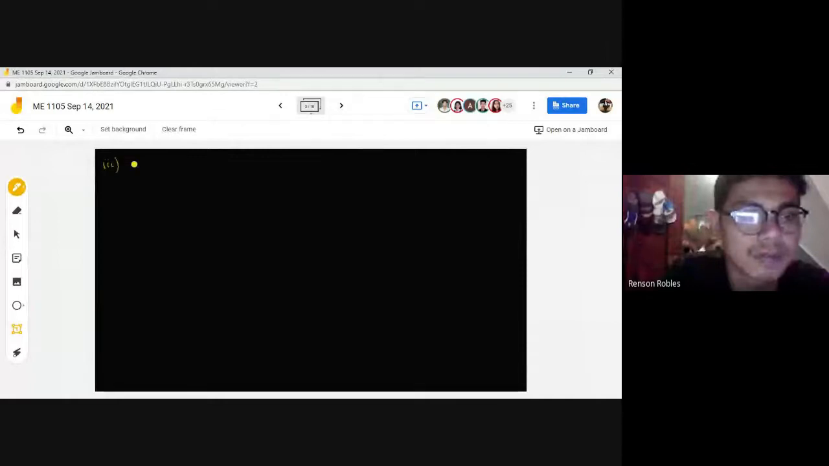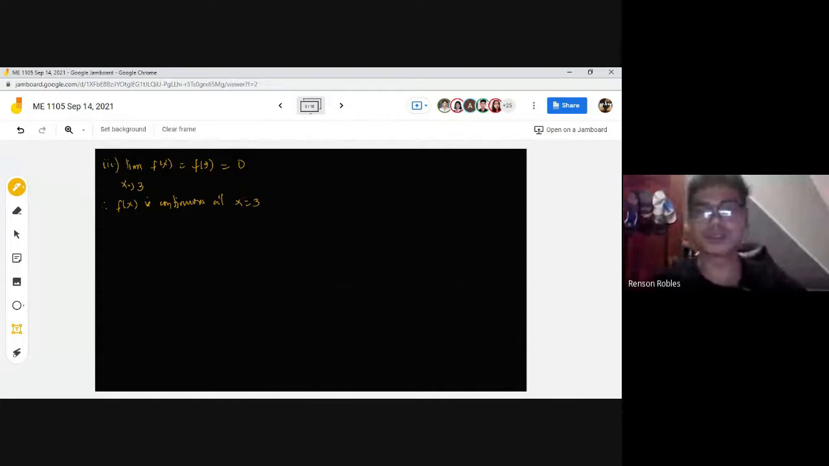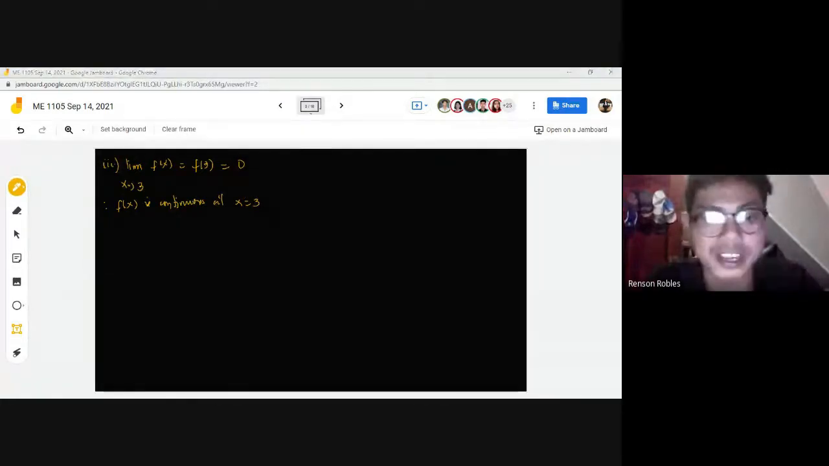So you can now say the limit of f of x as x approaches 3 is equal to f of 3, and that is equal to 0. So therefore, f of x is continuous at x equals 3. So that ends chapter 1. Any question, clarification? Let us try this.